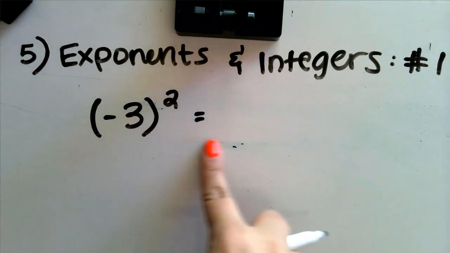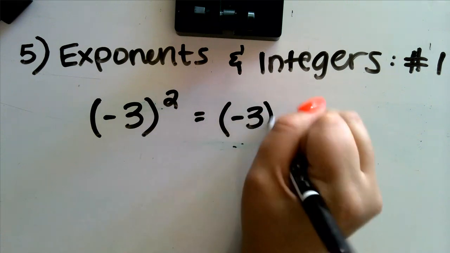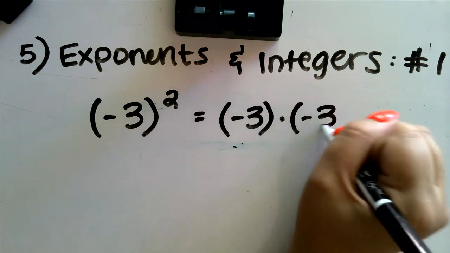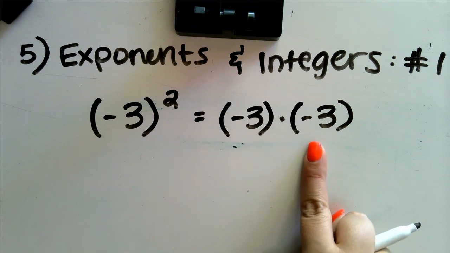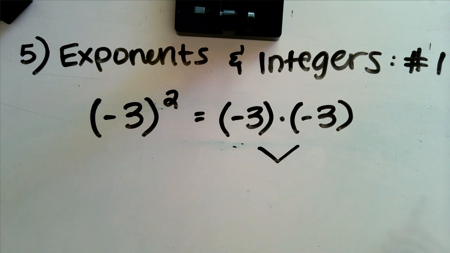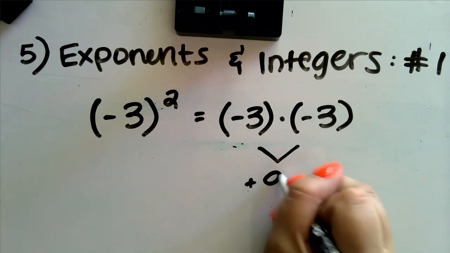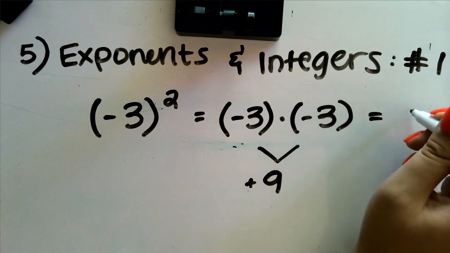And when I say expand, it means that I'm going to write it out just like this. -3 once, -3 the second time. I know that -3 times -3 is a positive 9. So I know that my result is 9.